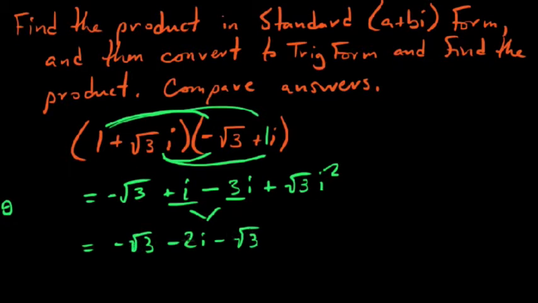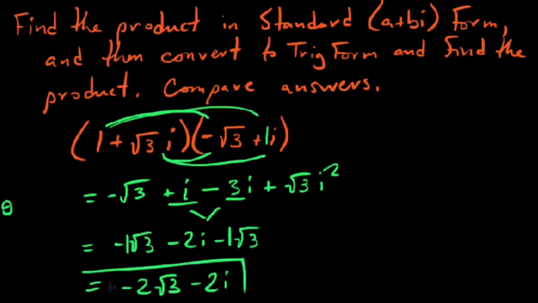And so the convenient thing here is we have negative radical 3 and negative radical 3. Negative 1 radical 3 and negative 1 radical 3, those combine to give us negative 2 radical 3 as the real part of our complex product, minus 2i. So we're going to put a box around this. Now that wasn't so bad. But then again, I'm biased here, and I don't like to FOIL if I don't have to.